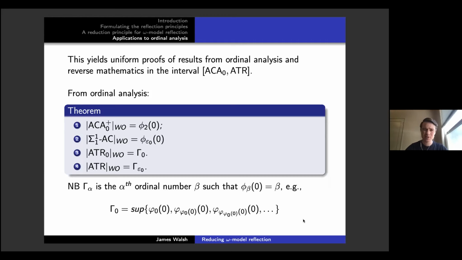And so gamma sub alpha is this sort of fixed point that's defined in terms of the Veblen hierarchy. So gamma sub alpha is the alphath ordinal beta such that phi sub beta of 0 is beta. So for instance, gamma sub 0 is the supremum of this sequence, phi sub 0 of 0, phi sub phi sub 0 of 0 of 0, and so on. So they're very big, they get very big.